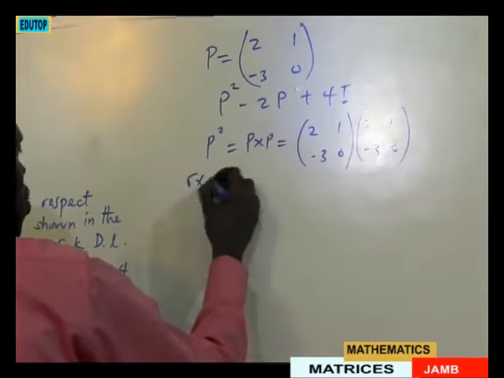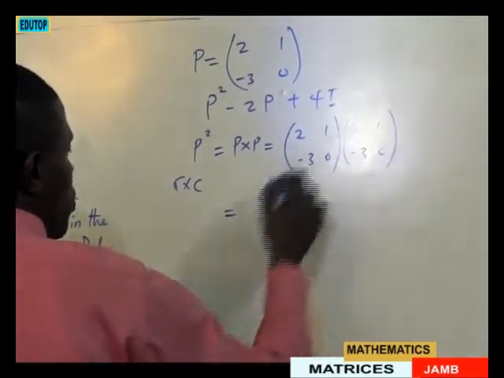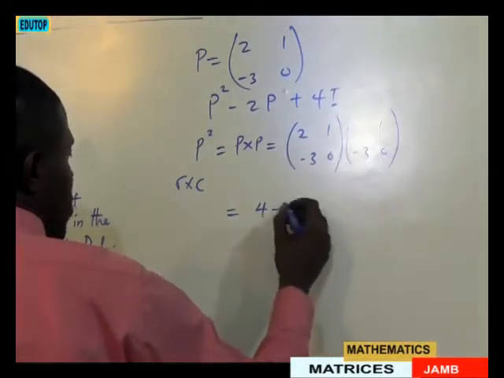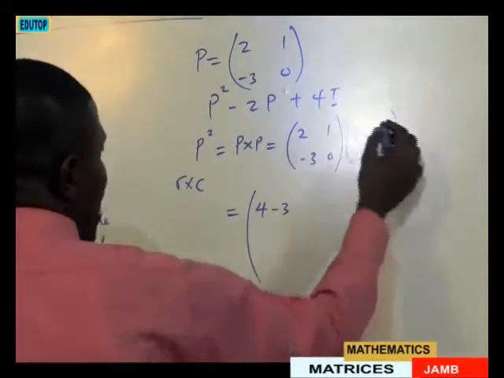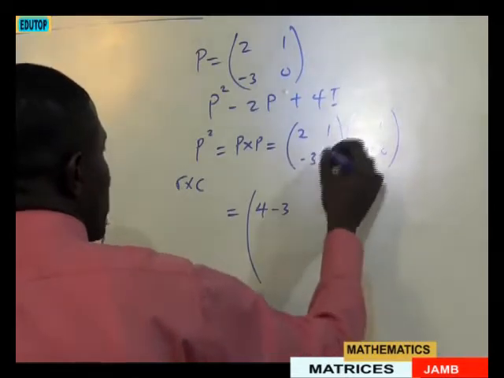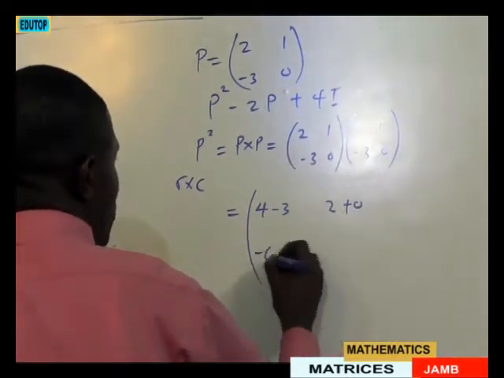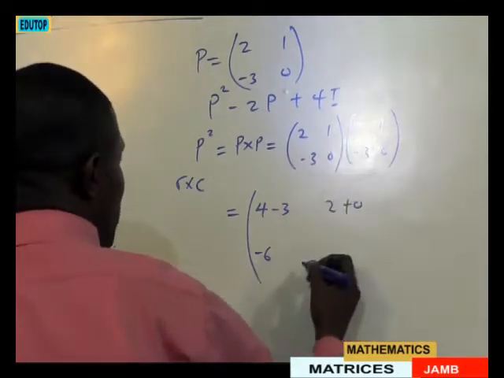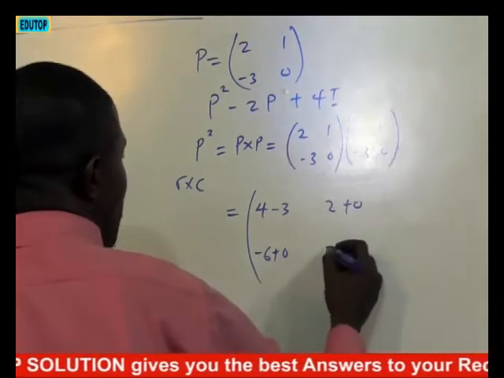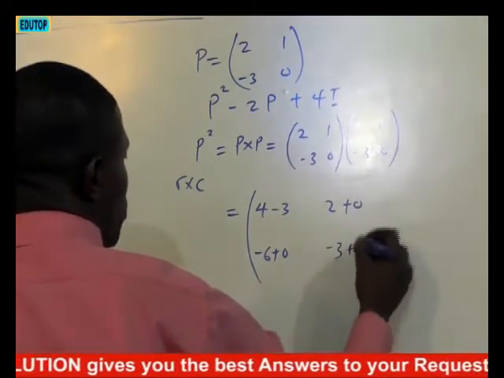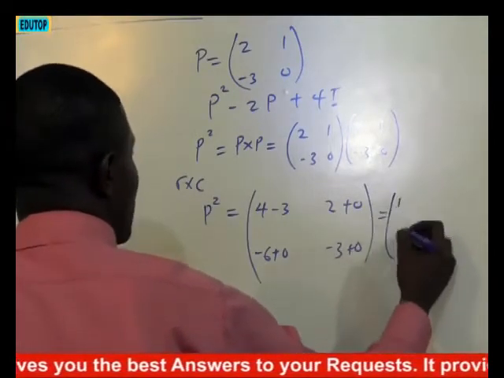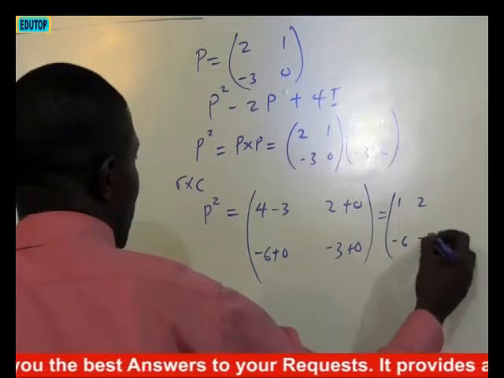So row times column. We have 2 times 2, 4. 1 times minus 3, minus 3. 2 times 1, 2. 1 times 0 plus 0. Minus 3 times 2, minus 6. 0 times minus 3 plus 0. Then minus 3 times 1, minus 3. 0 times 0 plus 0. So that means our P squared will now be equal to 1, 2, minus 6, minus 3.